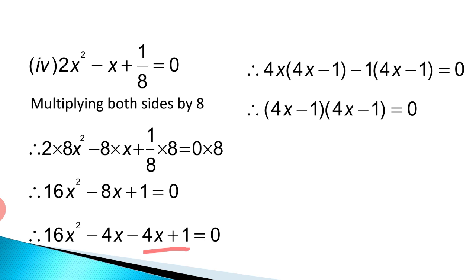That means both the factors are same. So in other words, you can use the identity and say it as 4x minus 1 whole square is equal to 0. Clear, children? You can go by both the methods. You can use identities also here to factorize quadratic equations.